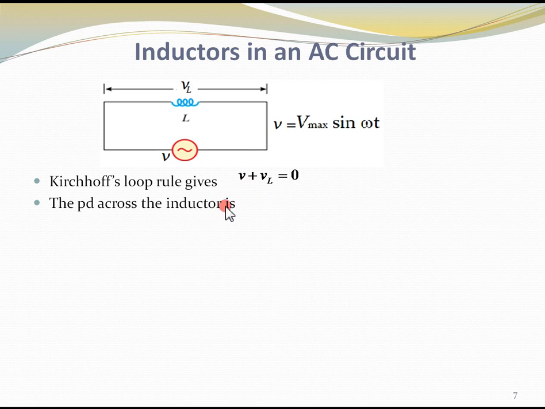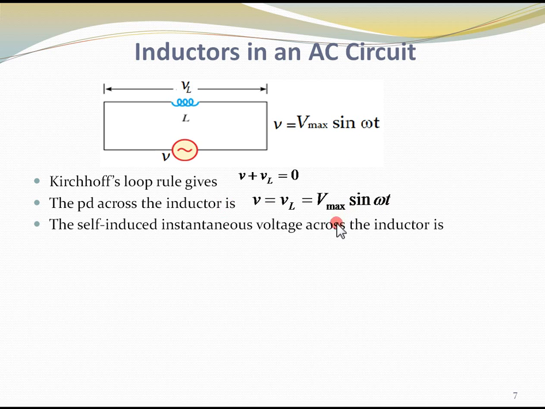The potential difference across the inductor should be the same as the potential difference across the source, which is V max sin omega t. To get the current relation, what do we use? Let us remember self-induced EMF. If there is a change of current in an inductor, there is an induced EMF, a back EMF in the inductor, given by E is equal to L delta I over delta t, if you remember.